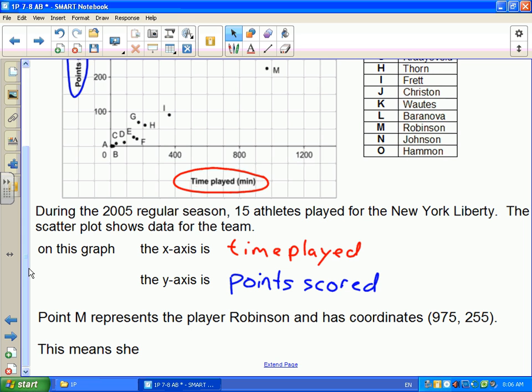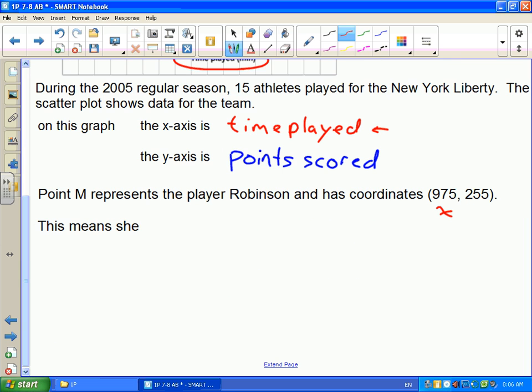Point M represents the player Robinson and has coordinates 975, 255. What does this mean? Well, the 975 is our x coordinate. What is on our x-axis? Our x-axis is time played. So that 975 represents the number of minutes she played. So this means she played 975 minutes.